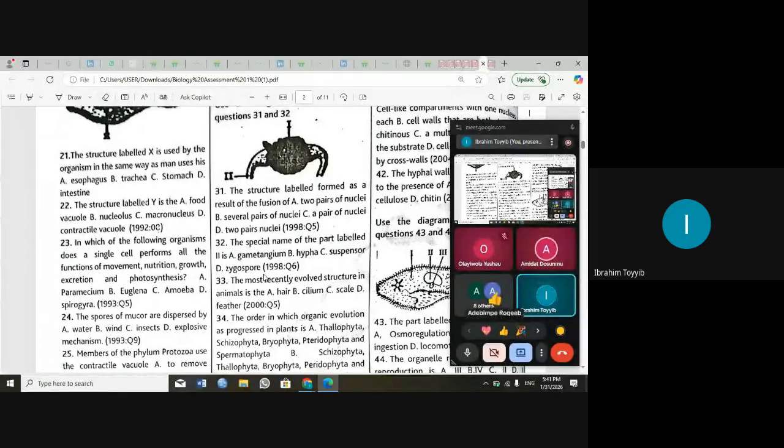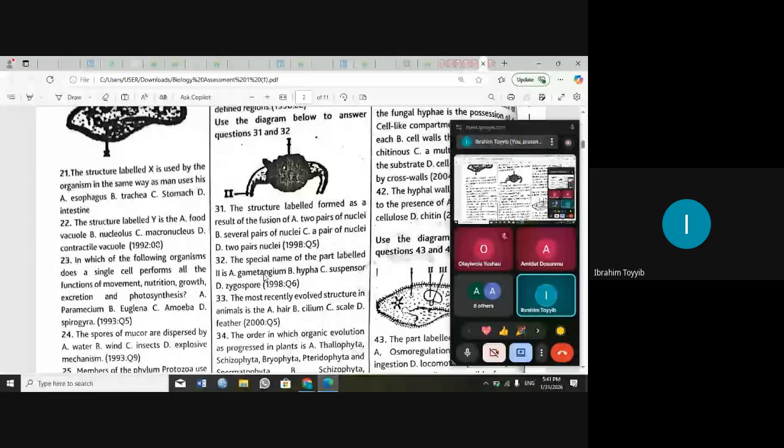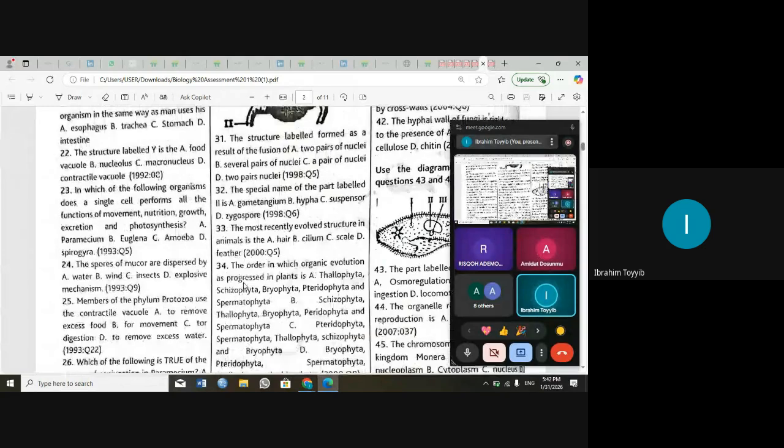So now, number 32, the special name of the part labeled 2 is what? The part labeled 2 is the suspensor that suspends this. What is a suspensor? It's not hypha; it's the body of the fungi that is hypha. Then the gametangium is the one whose function is in the gametophyte stage.